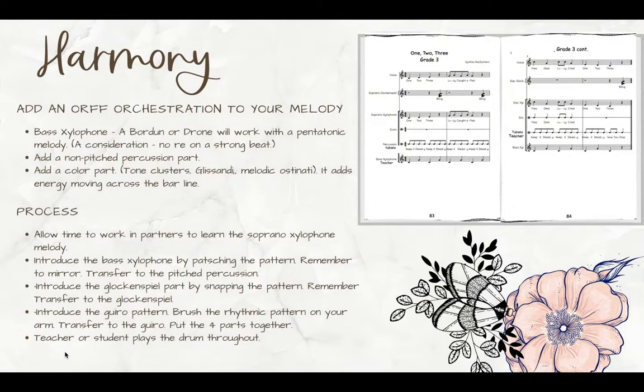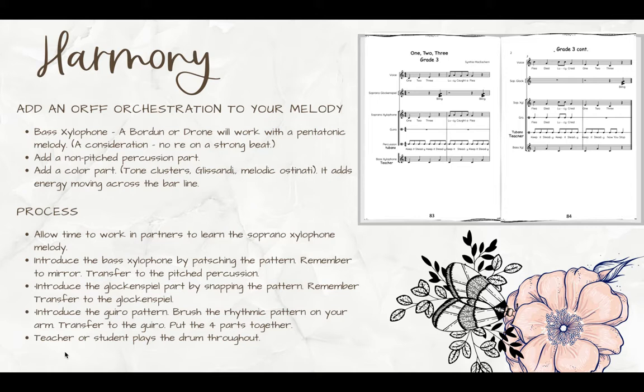Harmony. I love the bordun for pentatonic melodies. If you created your melody using the pentatonic scale, the bordun or the drone will work well for you. A bordun is an open fifth using the first note and the fifth note of the scale. You can play both at the same time, or you can alternate them. A drone is just the tonic, and usually it has a rhythmic component to it to make it more interesting. But you could just use a drone as a tremolo as well, right?